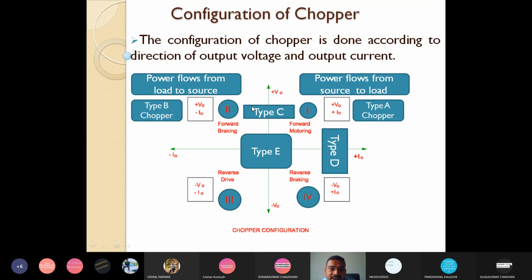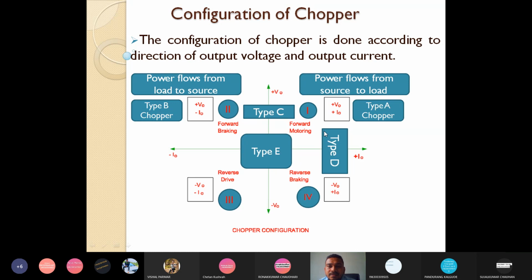Here this type C chopper will operate in both quadrants, the first quadrant as well as the second quadrant. Understood? Type C chopper is also known as the two quadrant chopper. Why is it known as the two quadrant chopper? Because this type C operates in the first quadrant as well as in the second quadrant. That's why it is known as the two quadrant chopper.